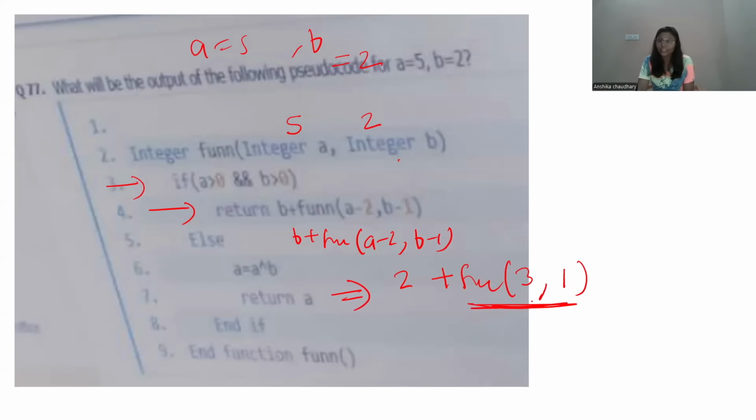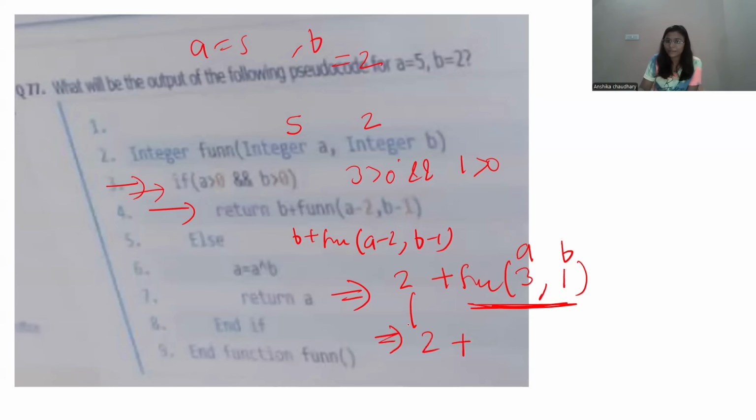We need to make the function call for the changed parameters. That means this time A is 3 and B is 1. Again the call goes here and it will check if A is greater than 0. 3 is greater than 0, yes. And B is greater than 0, so 1 is greater than 0, yes. Again the condition will be true, so it will again return B plus the function. This part will remain as it is. Now this function will return B plus, that means this time the B value is 1, plus again a function call for changed parameters.